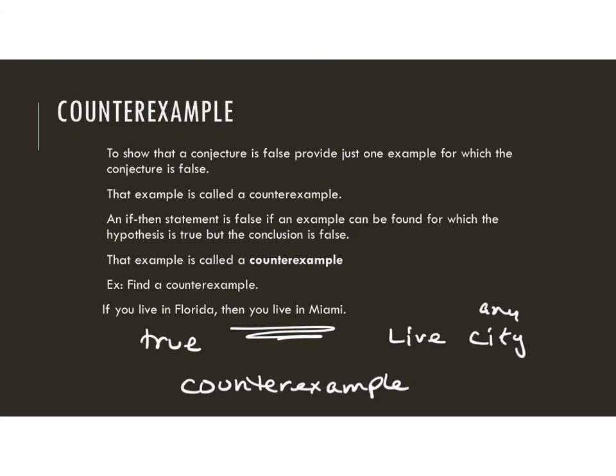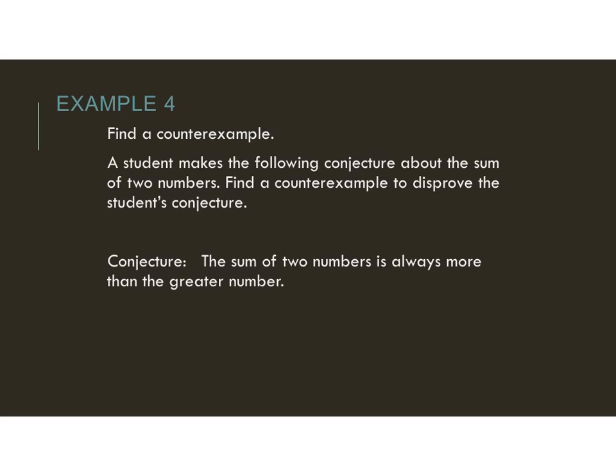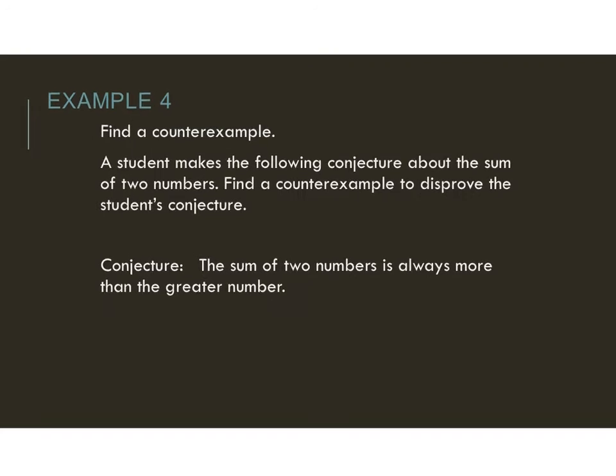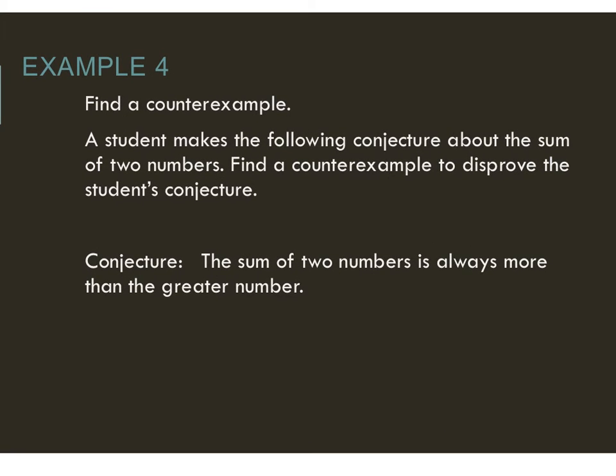Let's try the next one. Here, it says, find a counterexample. A student makes the following conjecture about the sum of 2 numbers. Find a counterexample to disprove the student's conjecture. So here is the student's conjecture: the sum of two numbers is always more than the greater number.